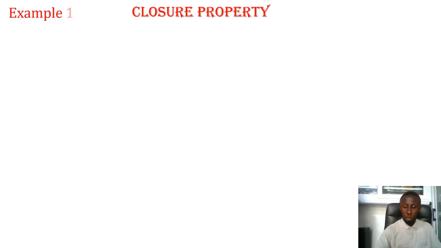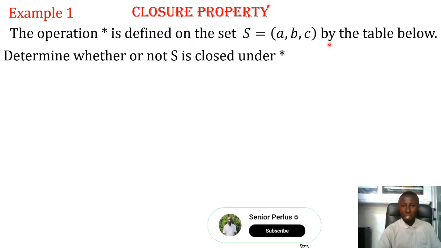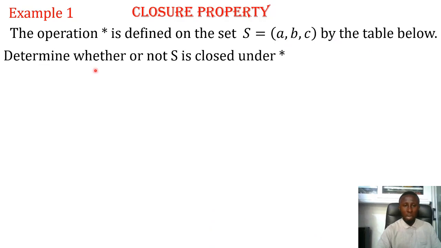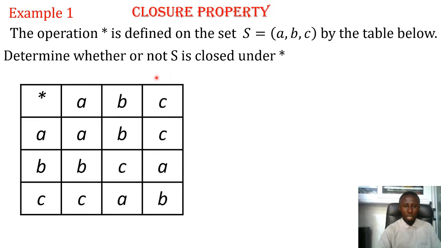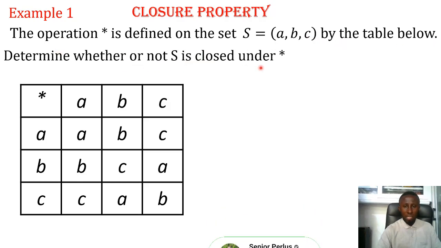So let's look at an example under the closure property. The operation star is defined on the set S = {A, B, C} by the table below. Determine whether or not S is closed under the operation star. So this is our ninth table, and we are determining whether S is closed under the star.